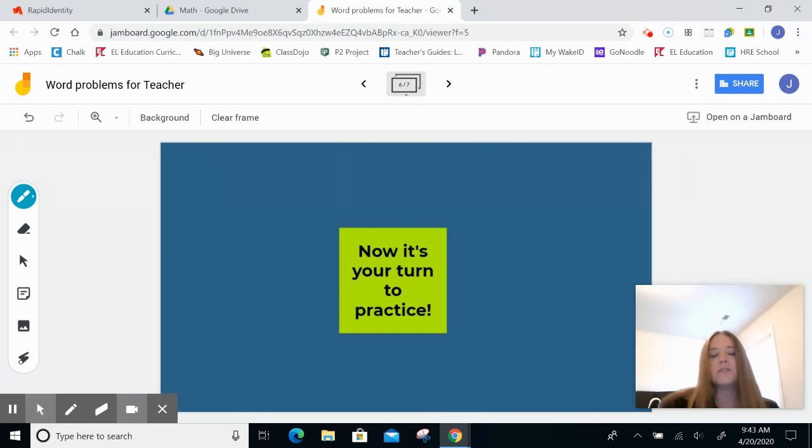All right, now it's your turn to practice. Go into your Google Classroom and you'll find a Jamboard practicing word problems just like this one. Remember, you should create 2 different equations. The situation equation, plug it into the Math Mountain to help you figure out your solution equation. Good luck.